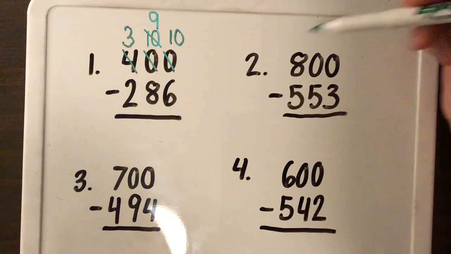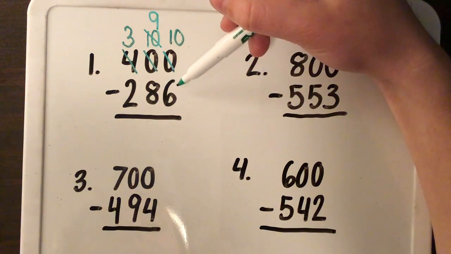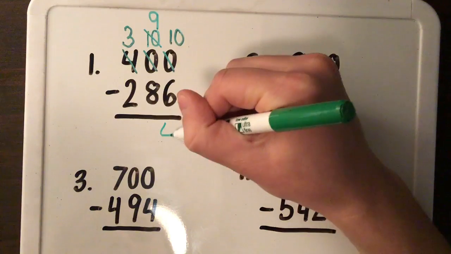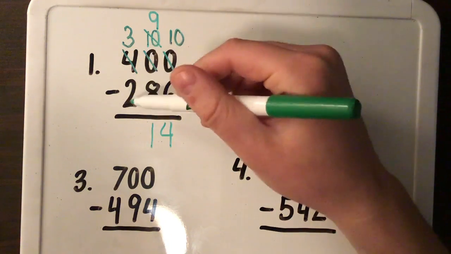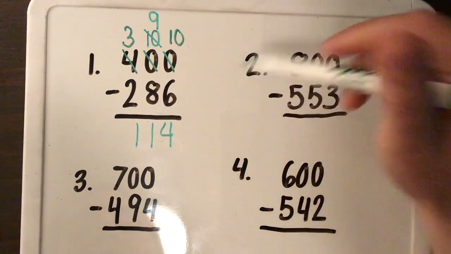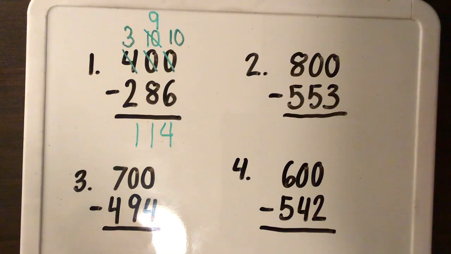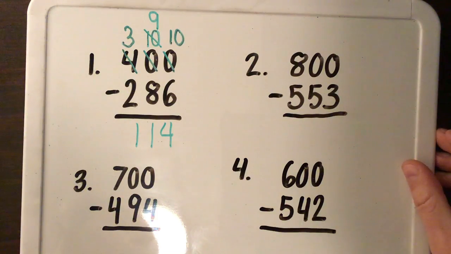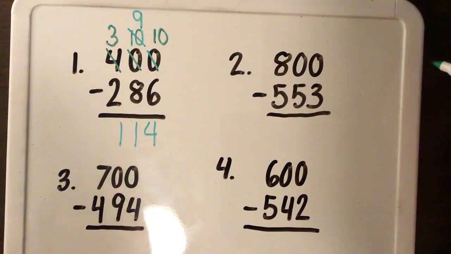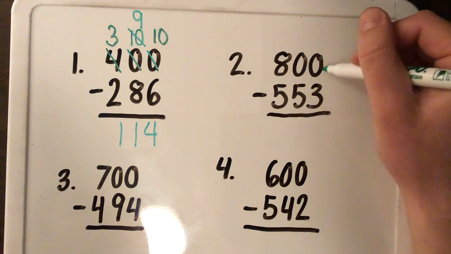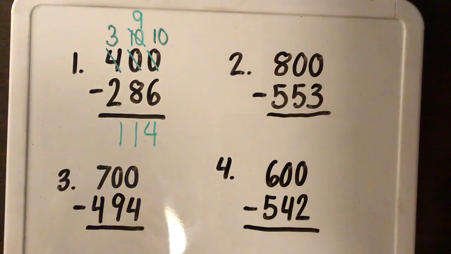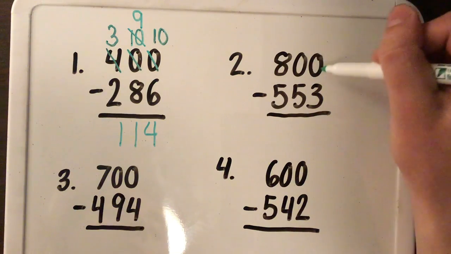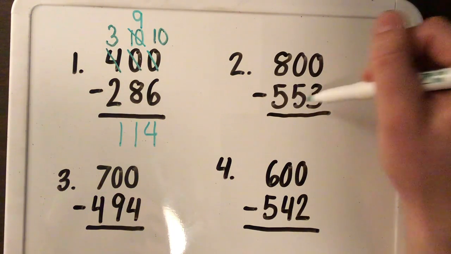Now I can subtract. 10 take away 6 is 4. 9 take away 8 is 1. And 3 take away 2 is 1. My answer is 114. Okay, same thing over here. If I move to number 2, I know I have 2 zeros here. So I'm going to have to go all the way over to the hundreds place to make sure I have enough here to do my correct subtraction down here.